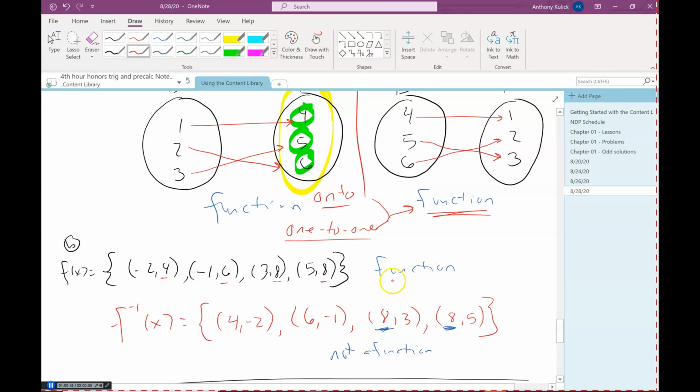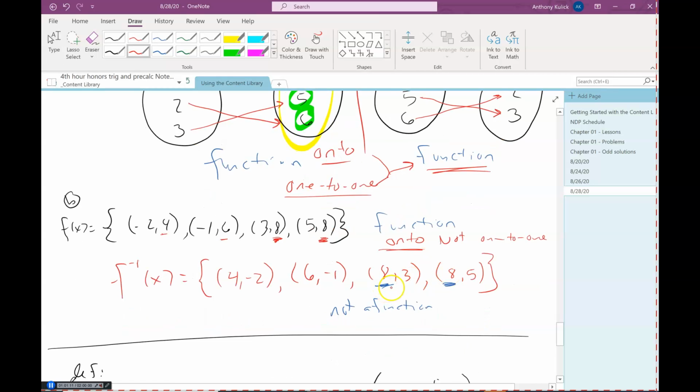So the range here would just be 4, 6, 8. All of them are used, so we have onto. However, the y-coordinate of 8 is used twice, so we are not 1-to-1. If the function isn't 1-to-1, when we make the inverse, those repeated y-coordinates turn into repeated x-coordinates, and that's why we'd fail to be a function. That's why the 1-to-1-ness is necessary.